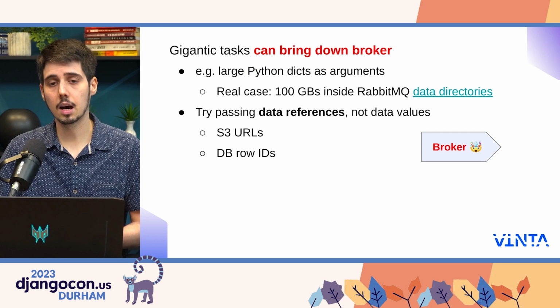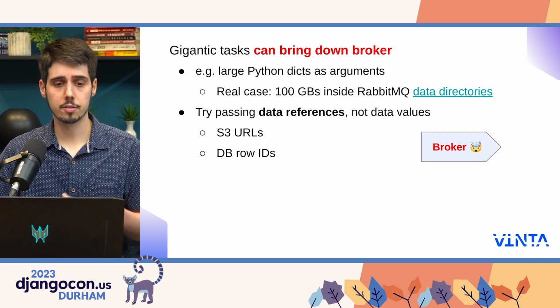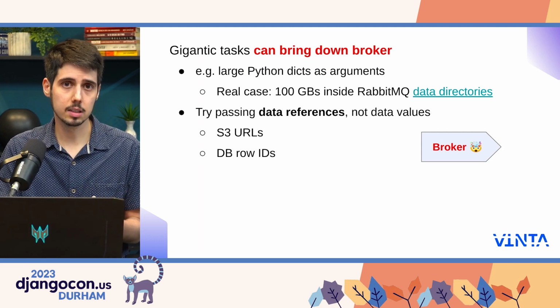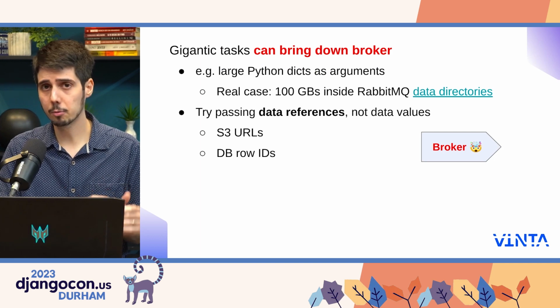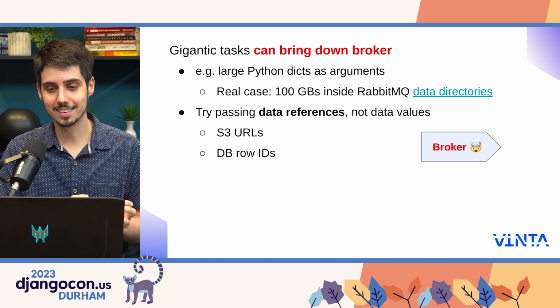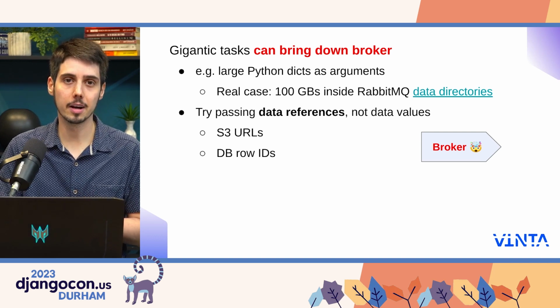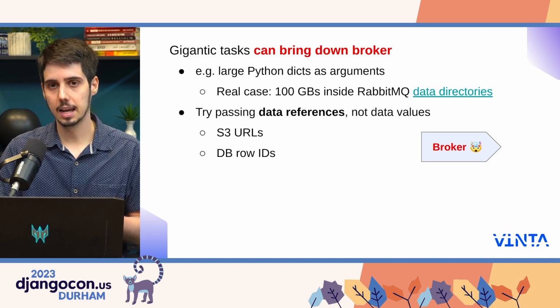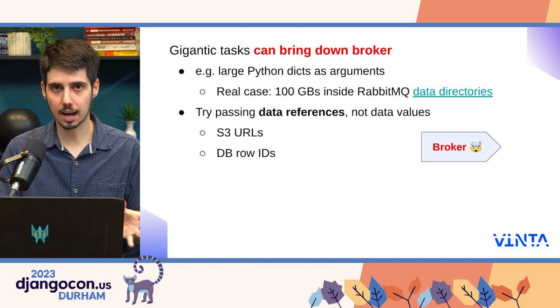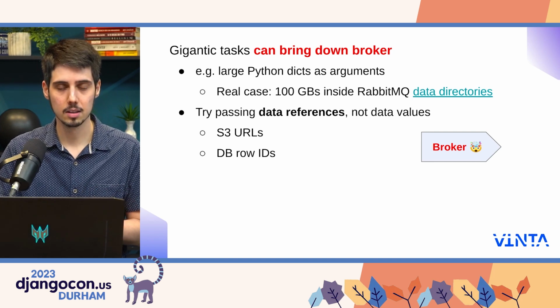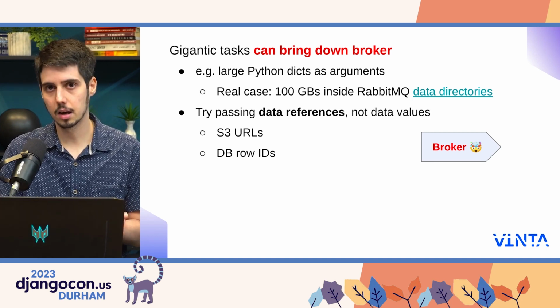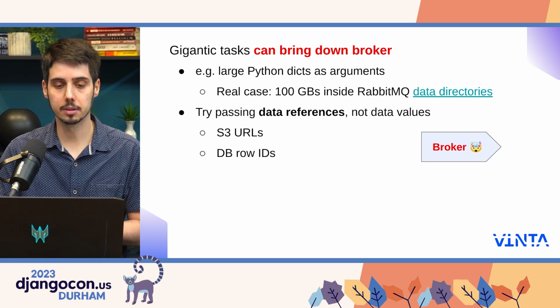Gigantic tasks can also bring down the worker. For example, if you pass large Python dicts as arguments, we have a real case at Vinta where we had 100 gigabytes of data inside RabbitMQ data directories. That happened because we were passing large amounts of XML data as task arguments, as task parameters.